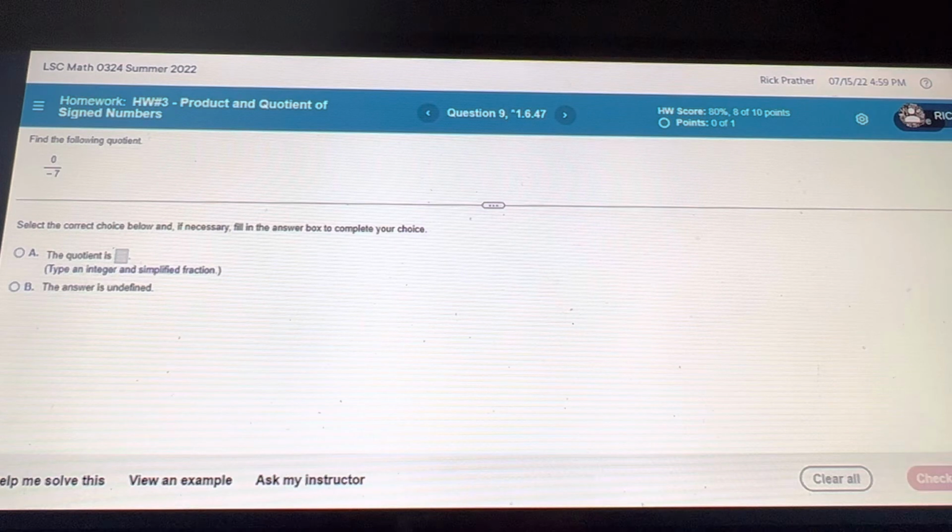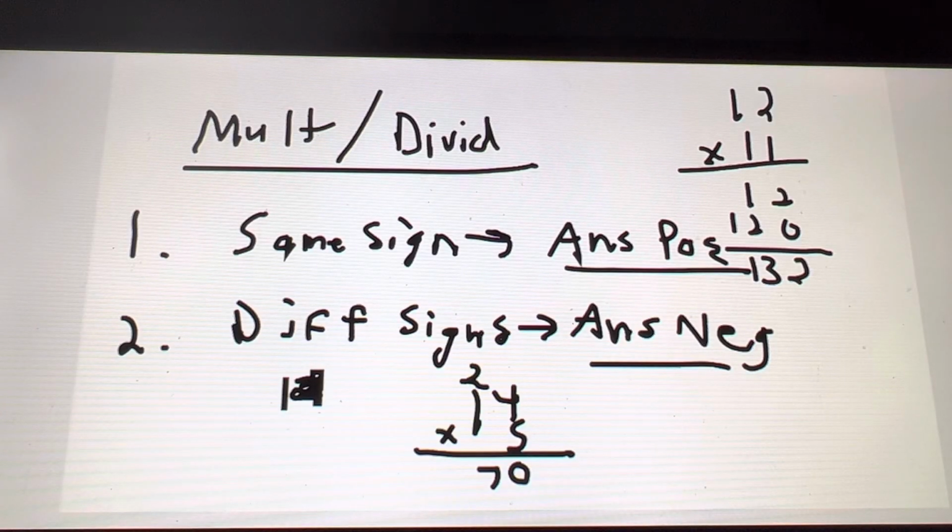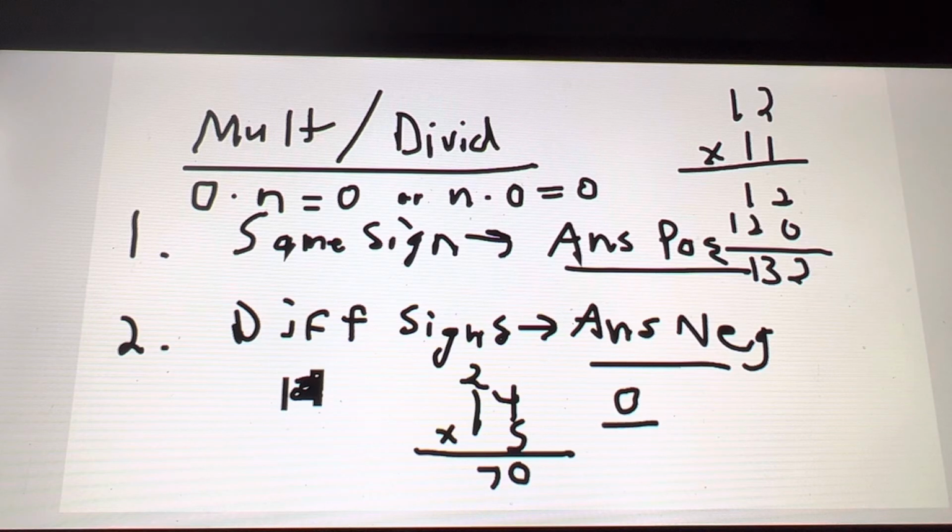Now, this one's a little different. Let me make a list for this. 0 times any number, I'll just put n for any number, 0 times any number is 0. Or if it's the other way around, any number times 0 is 0. That's easier. In division, it's not quite that easy. 0 divided by any number is 0.